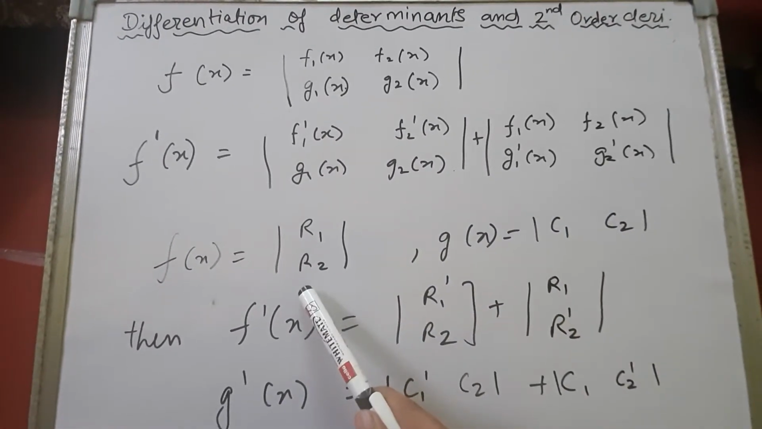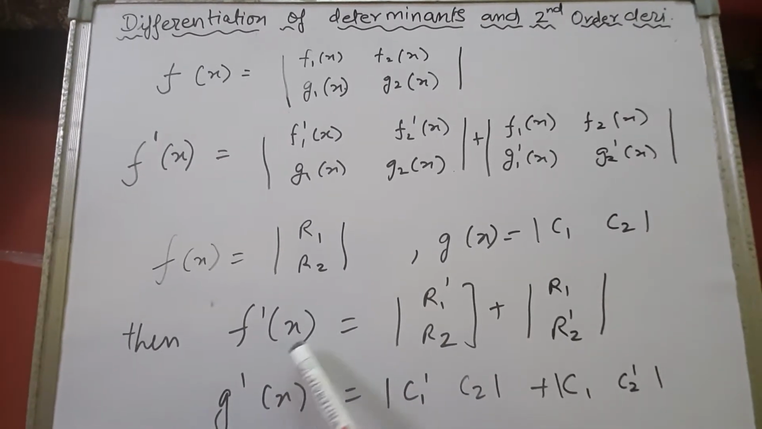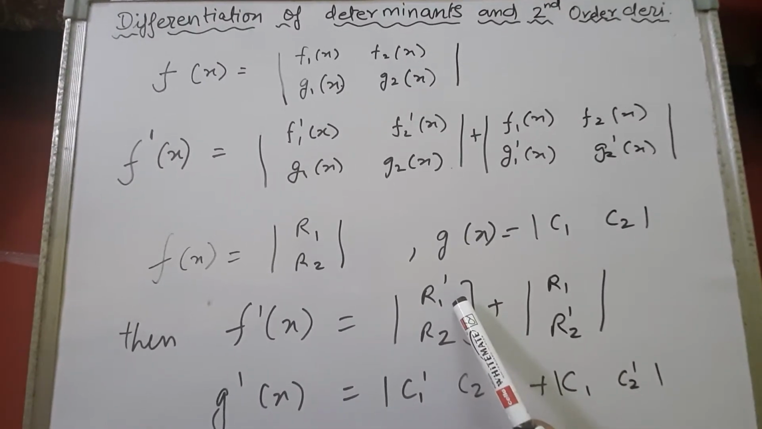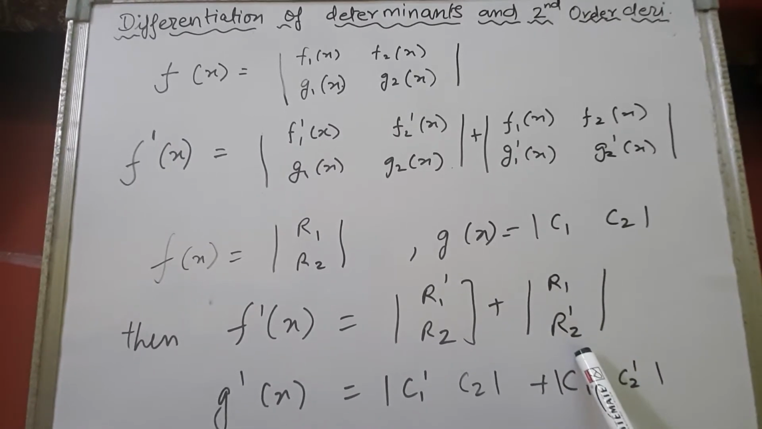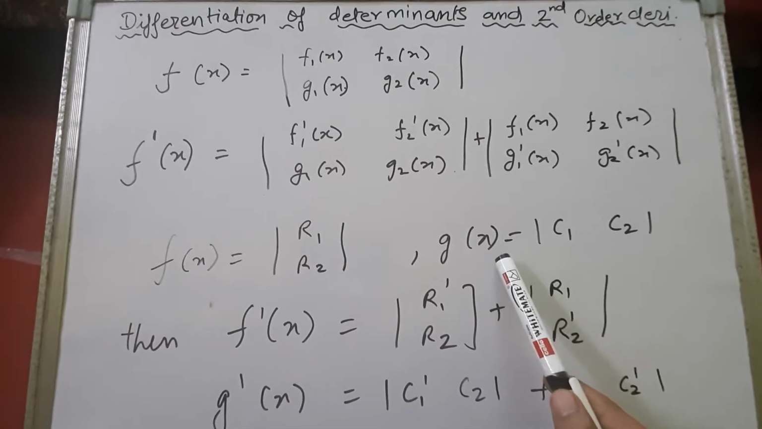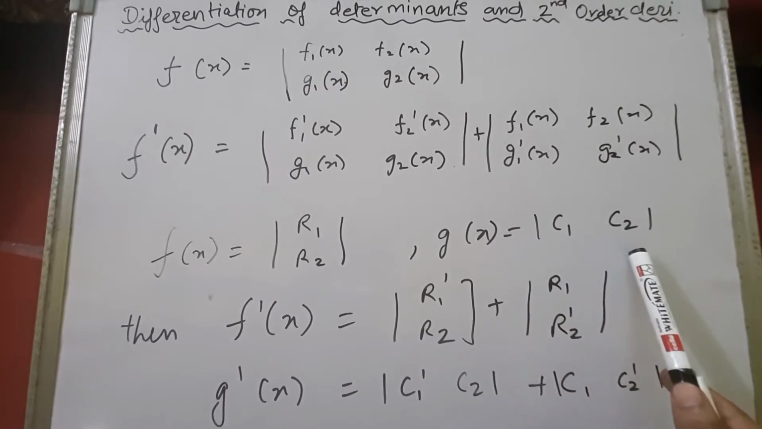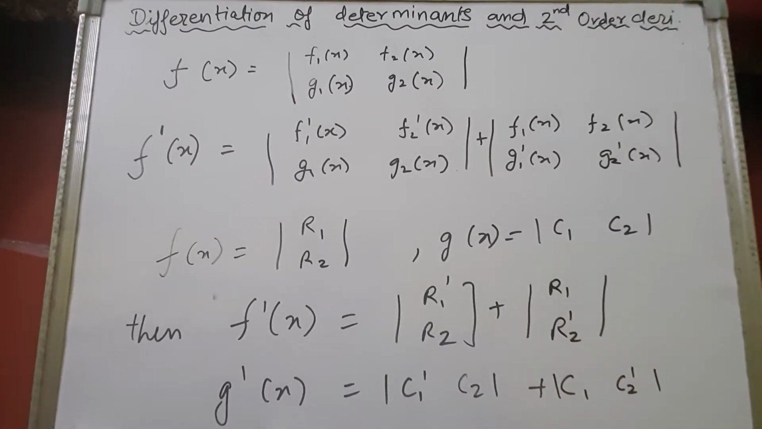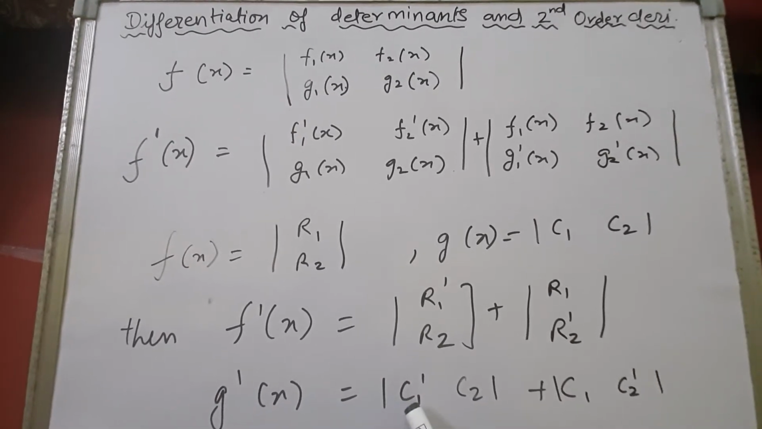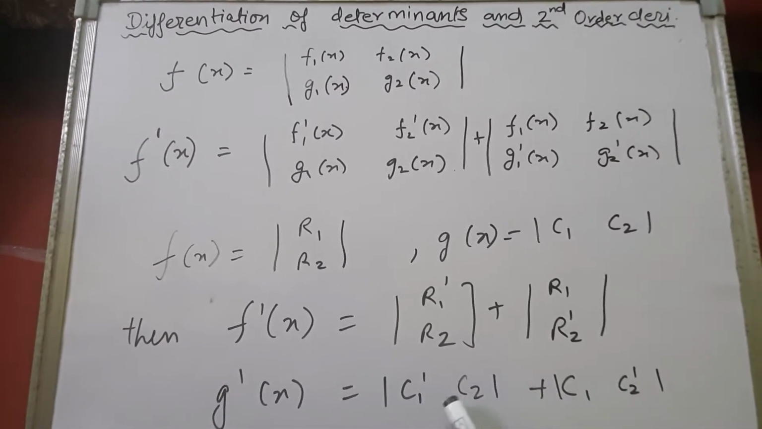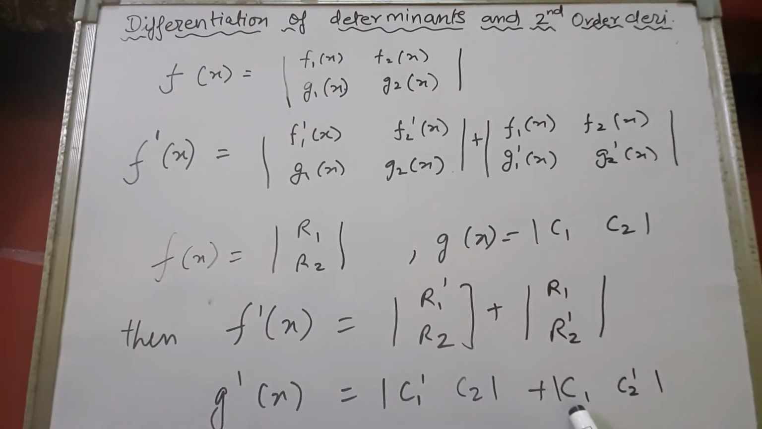That means if a function is given in the form of a determinant with r1, r2 as first row and second row, then the derivative of the function is the derivative of the first row with r2 remaining the same, plus r1 remaining the same and the derivative of the second row. Right. Similarly, if any function is given as g(x) equals a determinant with c1, c2, where c1, c2 are the two columns of this determinant, and we have to calculate g dash x, then what we'll do, we'll differentiate the first column first, with the second column remaining the same, plus the differentiation of the second column, with the first column remaining the same.